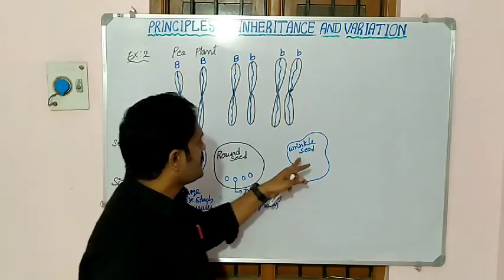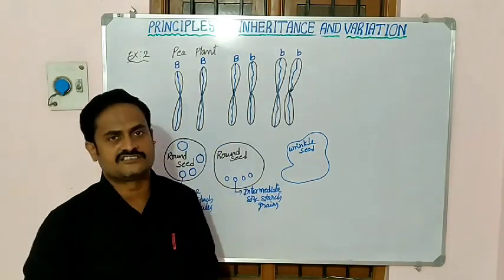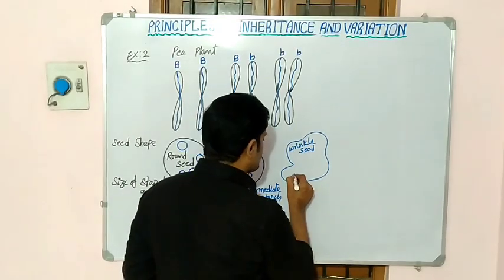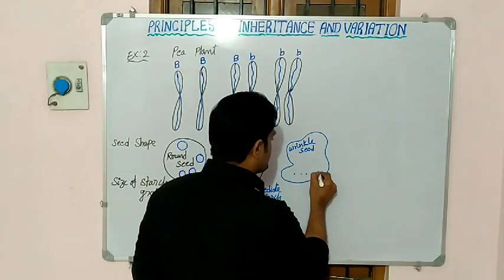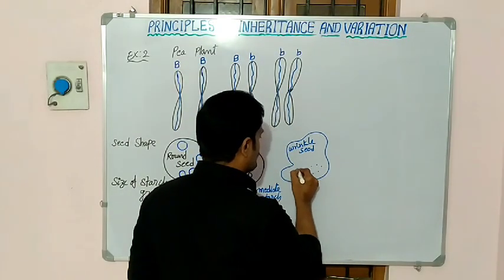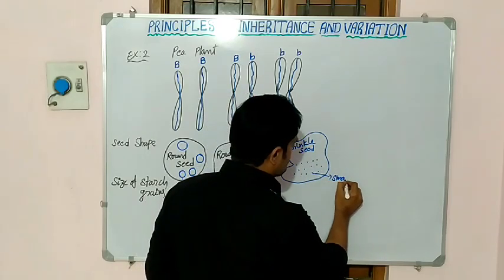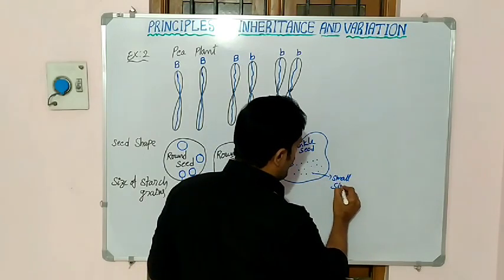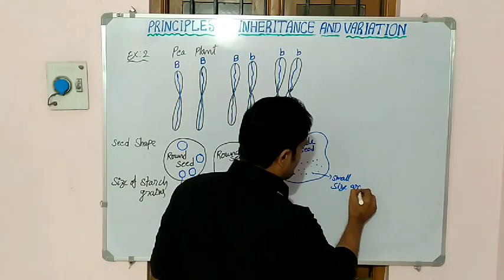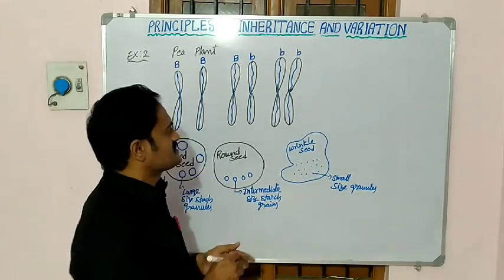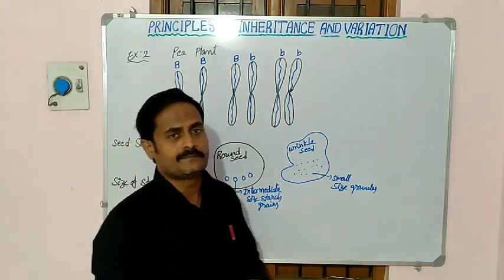Okay, coming to the third one, both are recessive. Recessive means they form small size granules like this. They form small size granules. Small size granules. So this kind of process we are seeing in the pea plant.